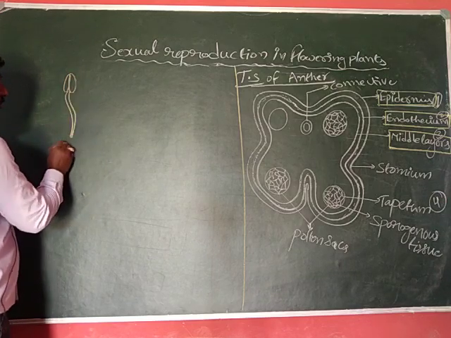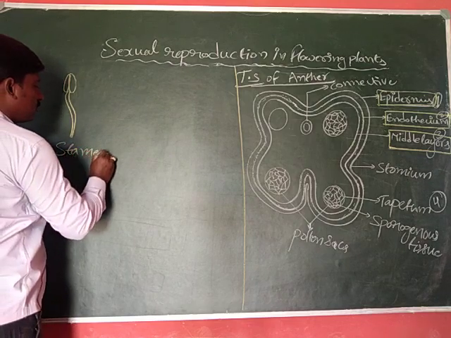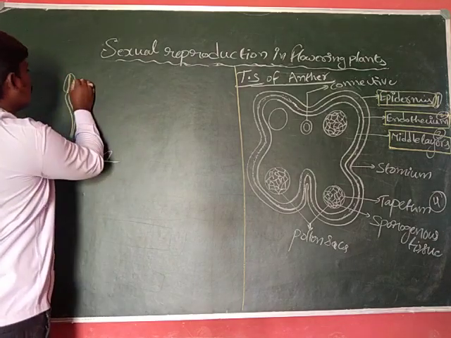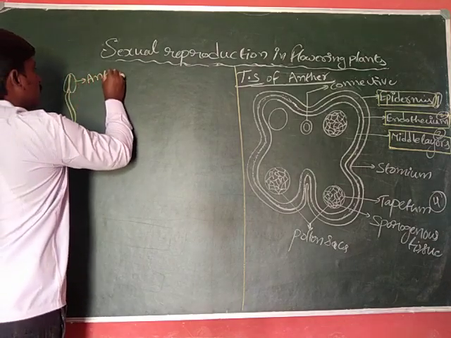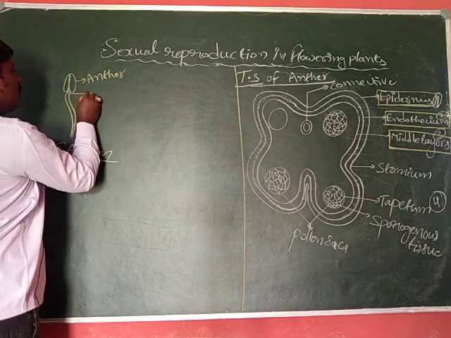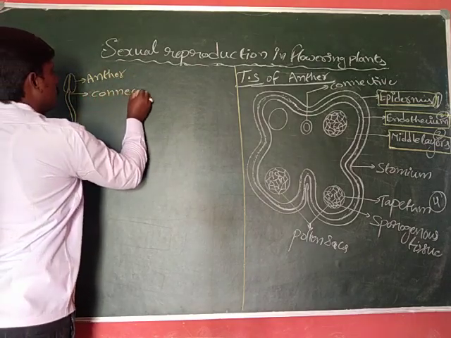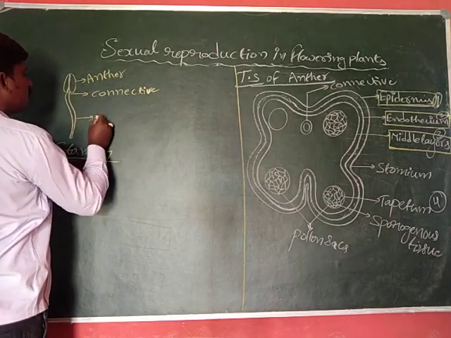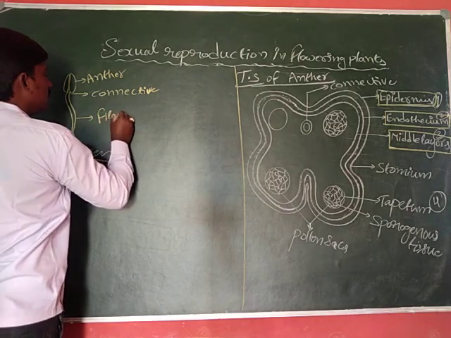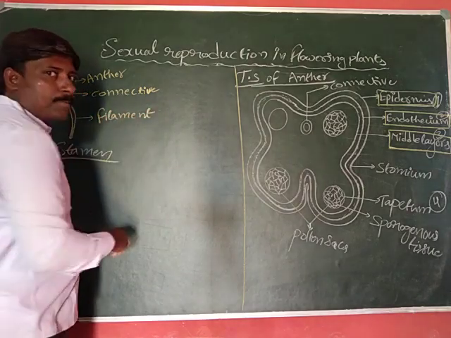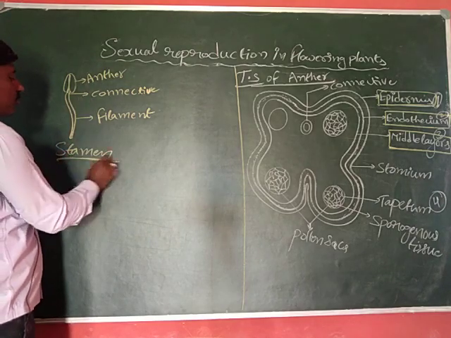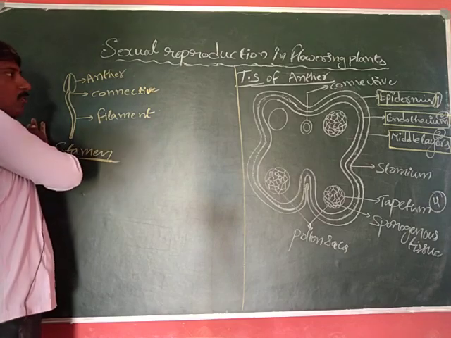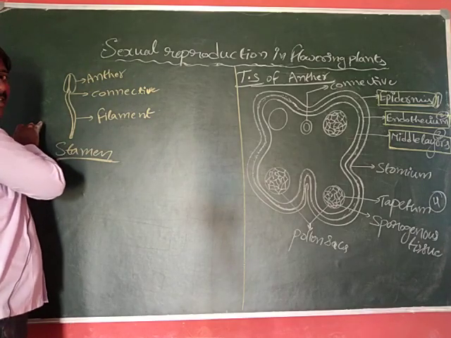Structurally, a stamen is differentiated into three parts. The first one is anther, the second one is connective, and the third one is filament. These are the three major parts of the stamen. Stamen is a part of the male reproductive whorl, that is androecium.